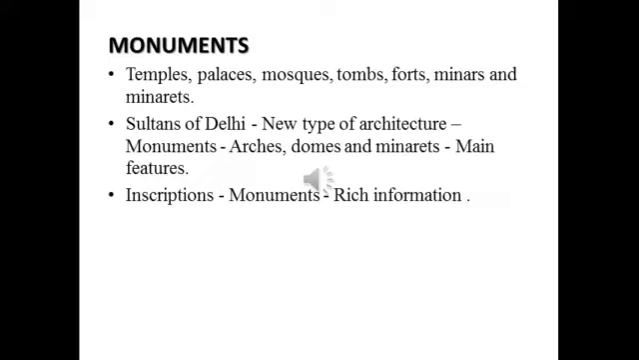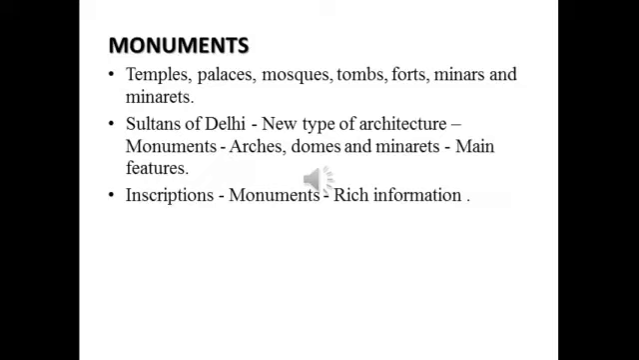Domes means that in the interior part of their buildings you can see an arch-shaped structure. The interior is not flat; it looks like a curve, arch-shaped. That was called a dome, and it was their building style. Just to recall the Taj Mahal, in the interior you can see a dome-like structure, just like a curve.